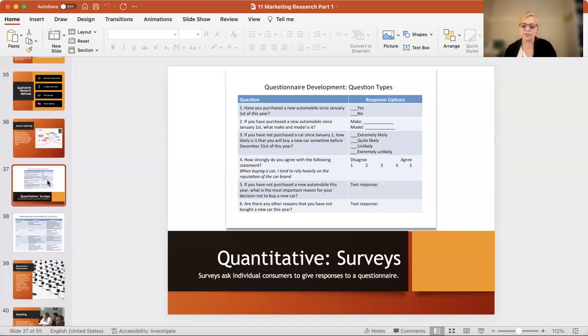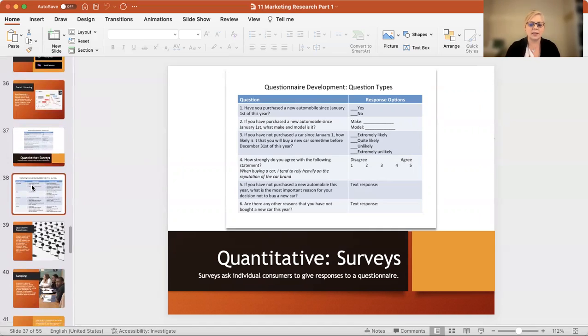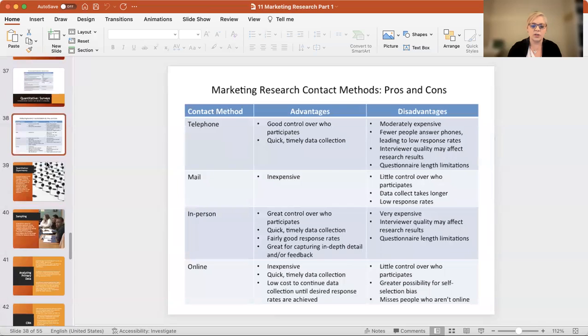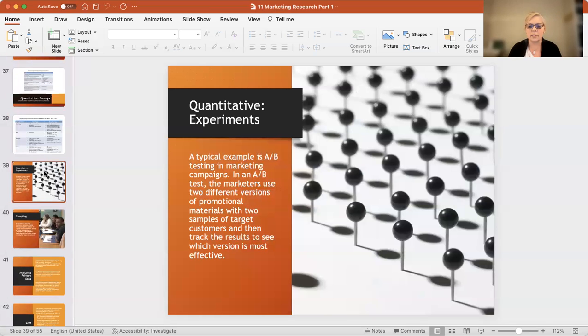Okay, quantitative surveys. You've taken a survey, and of course you end up taking them, even at the end of the course. Those are very quantitative, but there is a qualitative section where it asks you open-ended questions. So that is something that we look at as well. There are different types of methods: telephone, mail, in person, online. These are all ways, and there are pluses and minuses in order to conduct research through each of these areas.